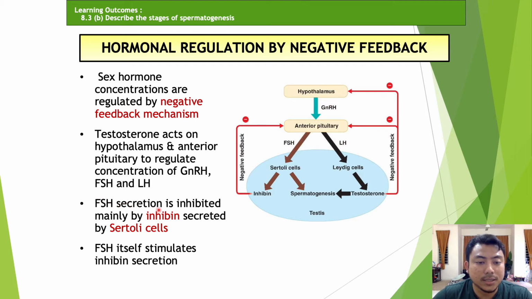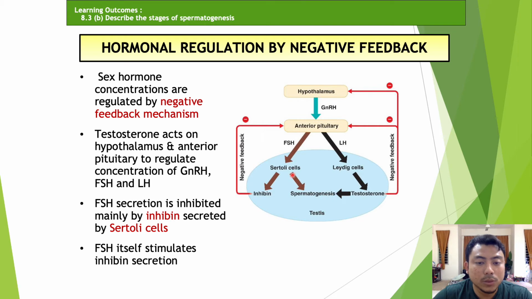FSH secretion is inhibited mainly by inhibin secreted by the Sertoli cell. So we have here the anterior pituitary gland, which produces FSH. So this FSH will cause the Sertoli cell to trigger the process of spermatogenesis.